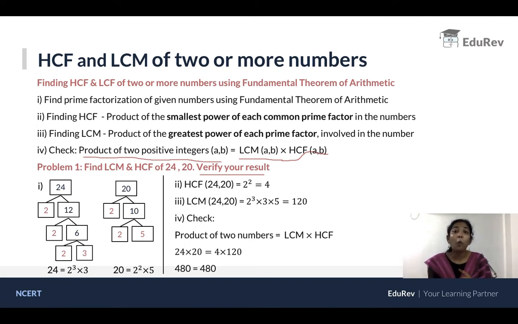One more thing you have to remember. This check is only valid for 2 numbers. If you take for 3 numbers, it is not valid. Product of 3 numbers will never be equal to LCM into HCF. I hope it is clear. I'm moving on to the next question.